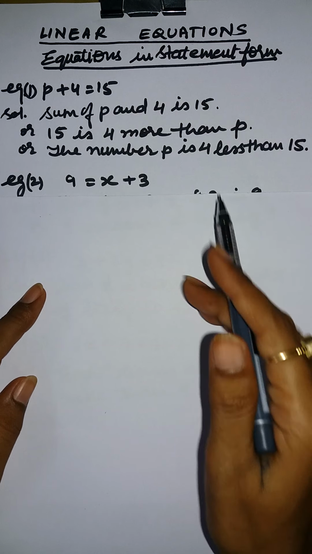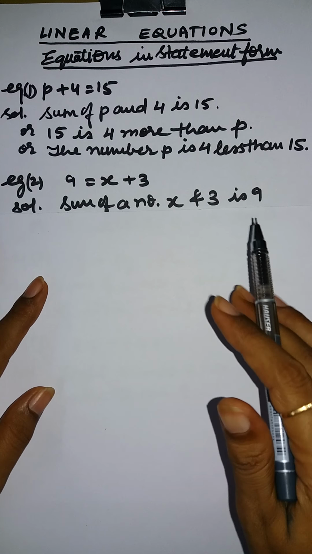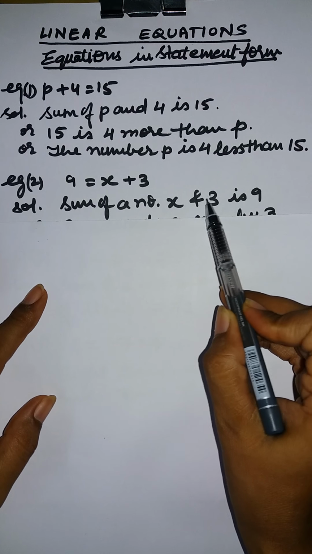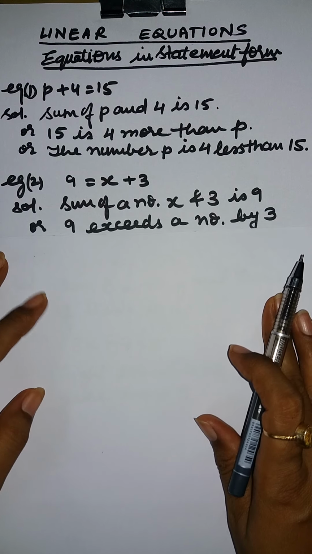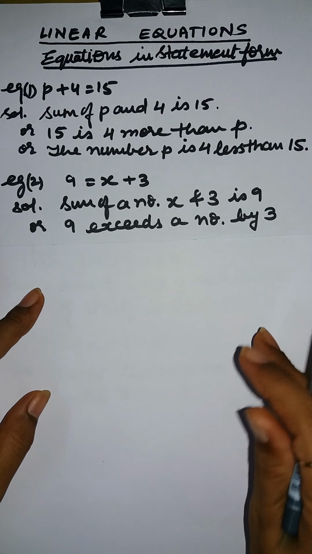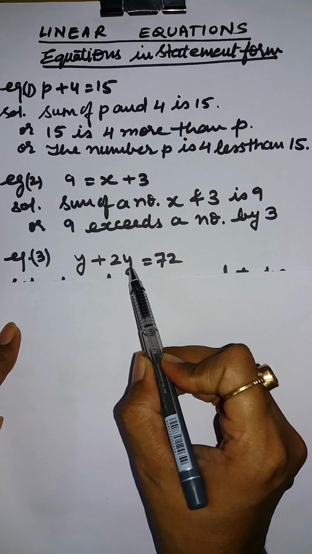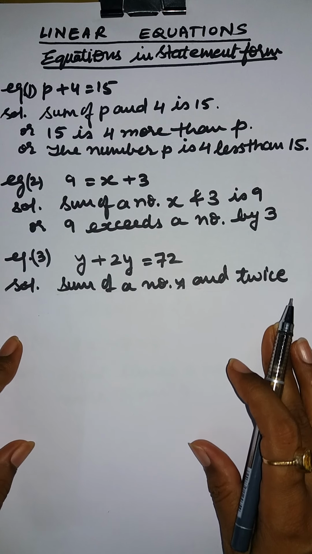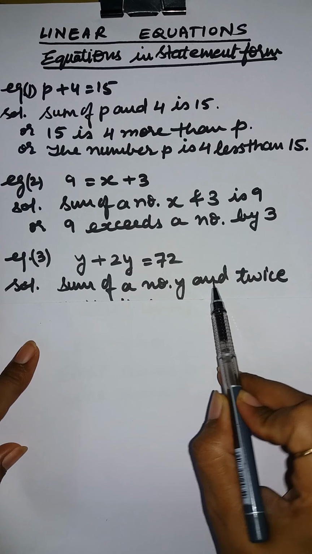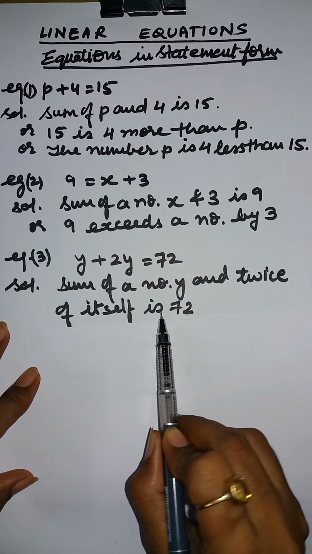Let us take another example. 9 is equal to x plus 3. We can write the statement for this as sum of a number x and 3 is 9, or we can say 9 exceeds a number by 3. Taking one more example, y plus 2y is equal to 72. We can write the statement for it as sum of a number y and twice of y, that means twice of itself, is 72.